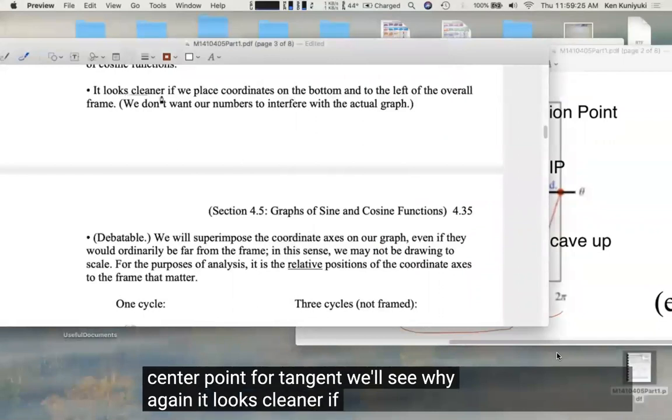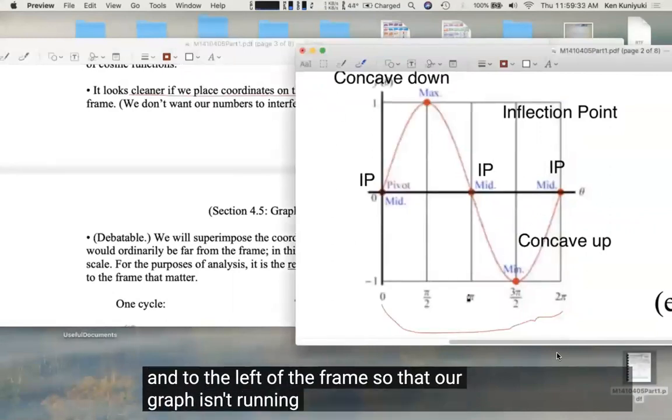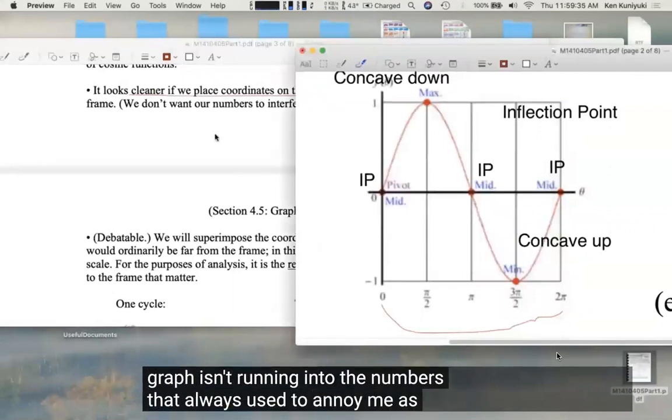Again, it looks cleaner if we place coordinates on the bottom of the frame and to the left of the frame so that our graph isn't running into the numbers. That always used to annoy me as a student.